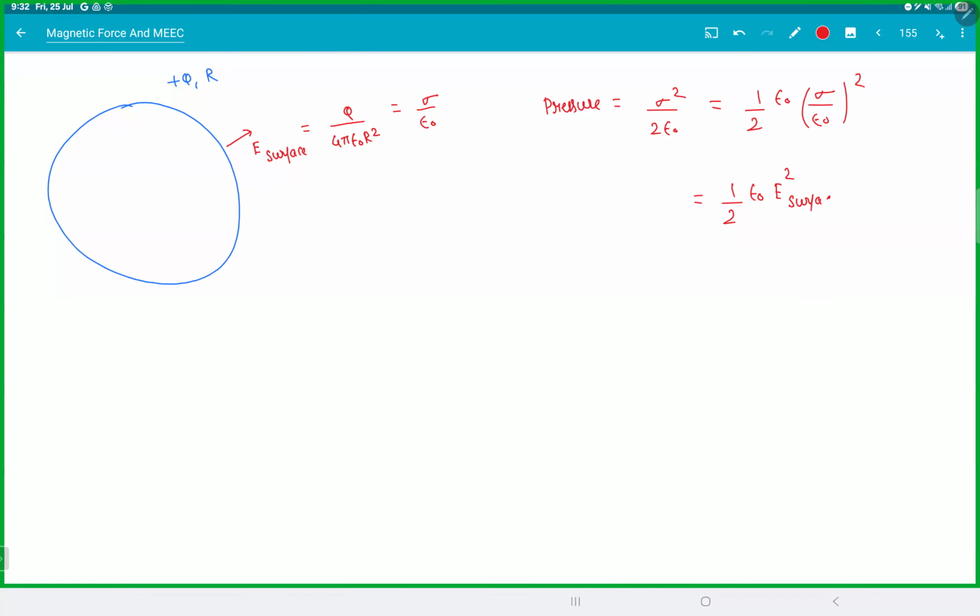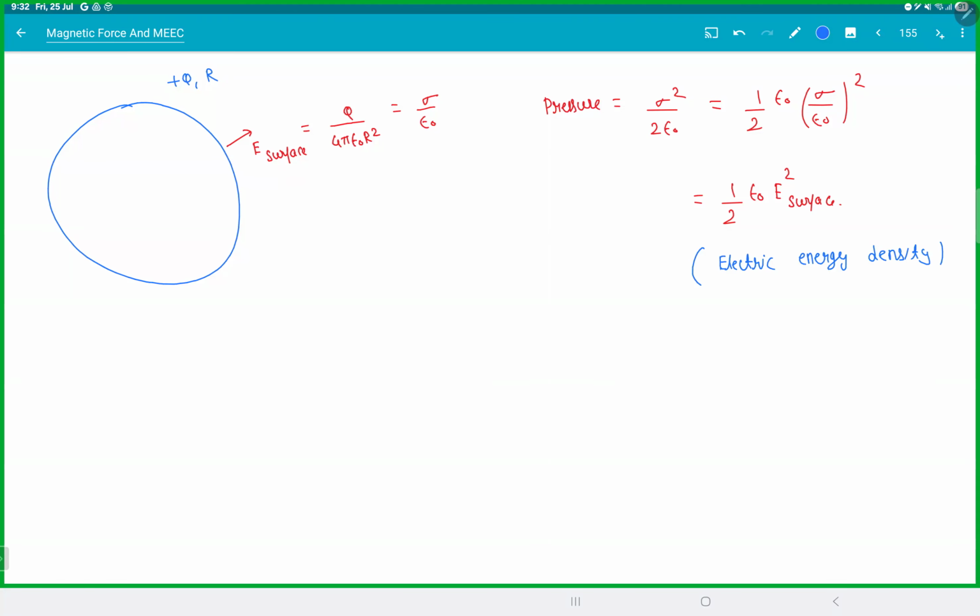What is this term called? What is half epsilon E square? In capacitors, what was it? Energy density, right, Purvaja? This is electric energy density. This is the amount of energy stored per unit volume. So, in case you forgot the pressure formula, remember the energy density formula. That is only pressure.